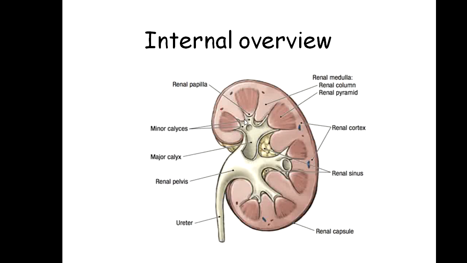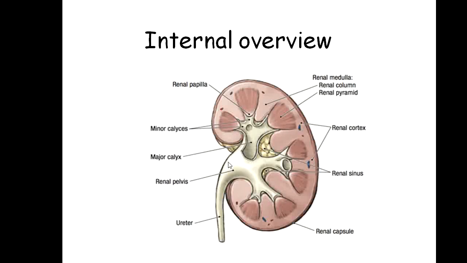A large number of minor calyces combine together to make a big calyx, that is called the major calyx. This is the major calyx. This is the minor calyx.